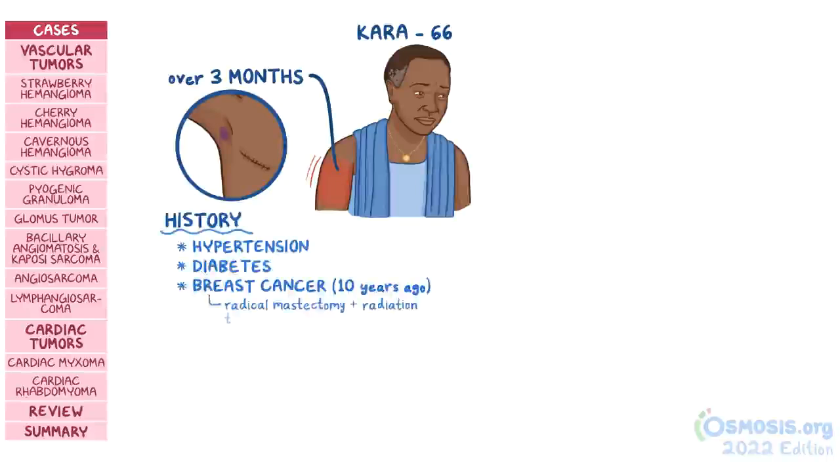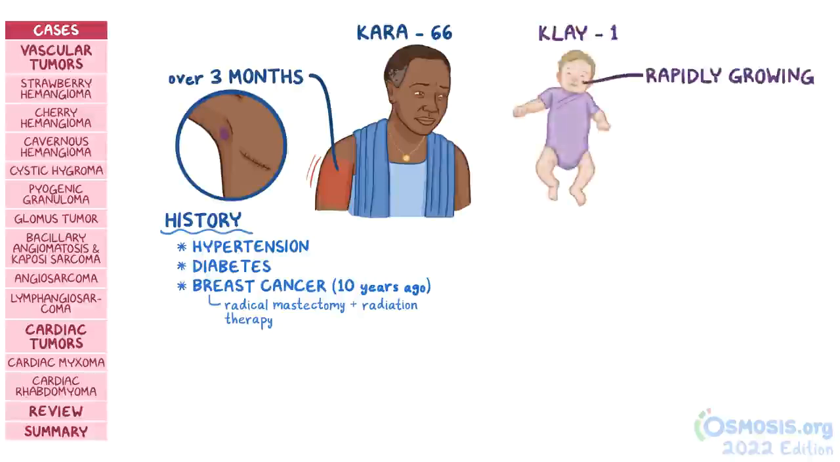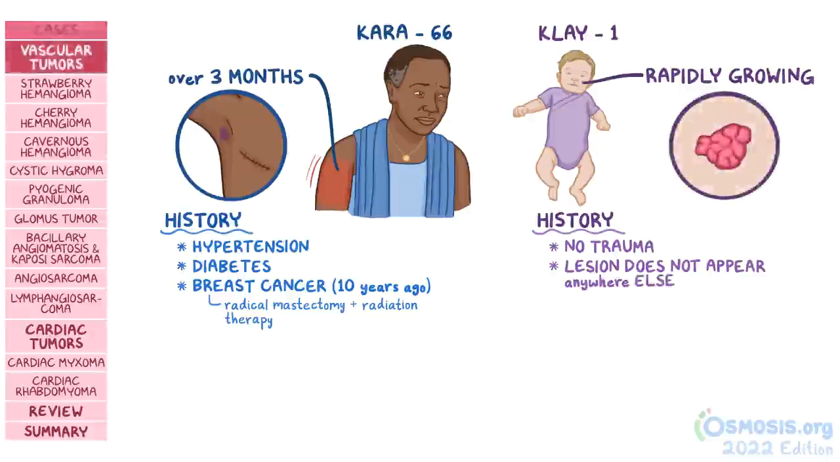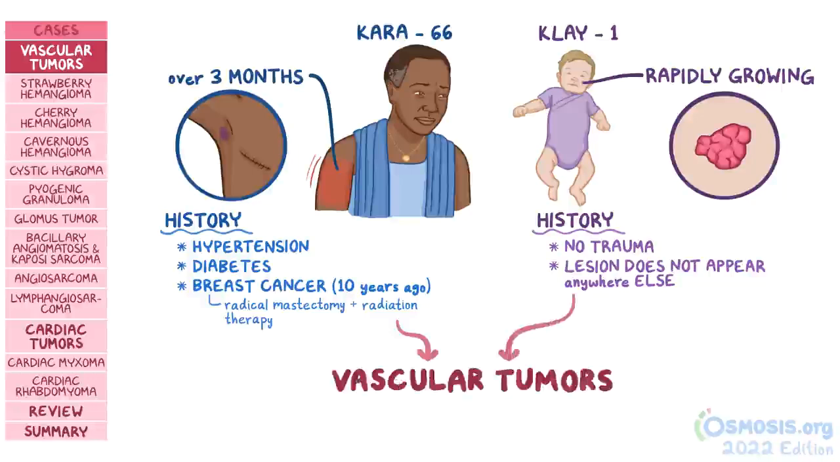Clay is a healthy 1-year-old infant brought by his parents due to a rapidly growing red bump on his face. He has no history of trauma, and the lesion didn't appear anywhere else. Physical examination reveals a raised, bright red nodule on the left side of his face and no other abnormal findings. Now, both Kara and Clay have vascular tumors. There are many types, so it's best to classify them into benign and malignant tumors.